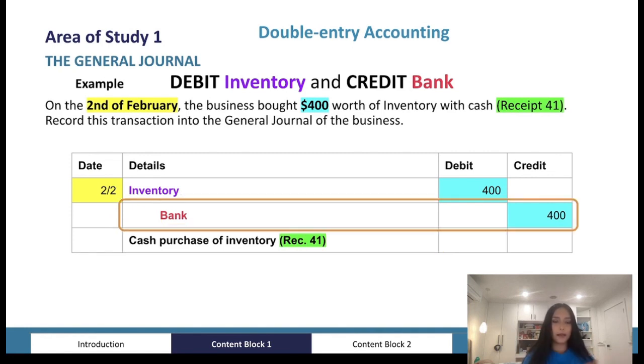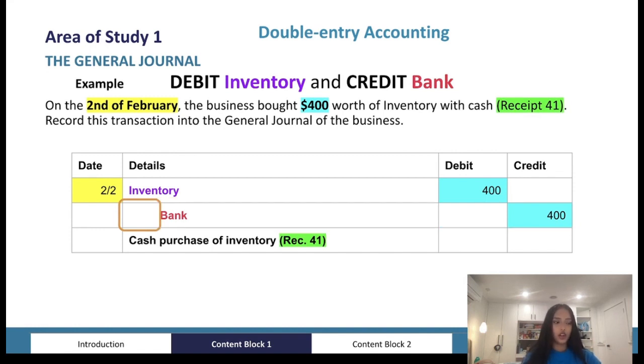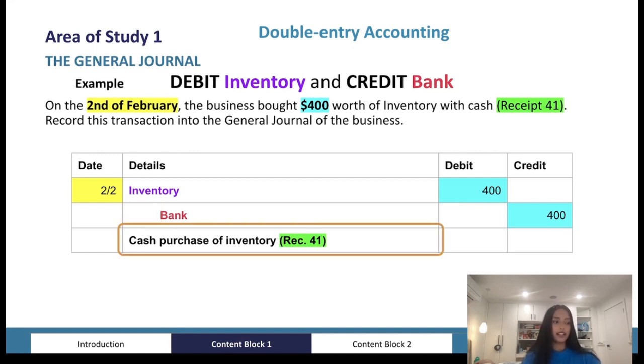So it always is debit entry and then credit entry. We never do credit first. And then secondly, you need to notice that there's a space before bank. So whenever we have a credit entry, we need to put a space before the account name. And we don't need a space for any debit entries. And then finally, the last line, there's a short summary of the transaction.